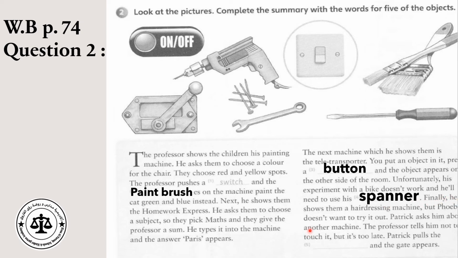Finally, he shows them a hairdressing machine, but Phoebe doesn't want to try it out. Patrick asks them about another machine. The professor tells him not to touch it, but it's too late. Patrick pulls the lever and the gate appears.